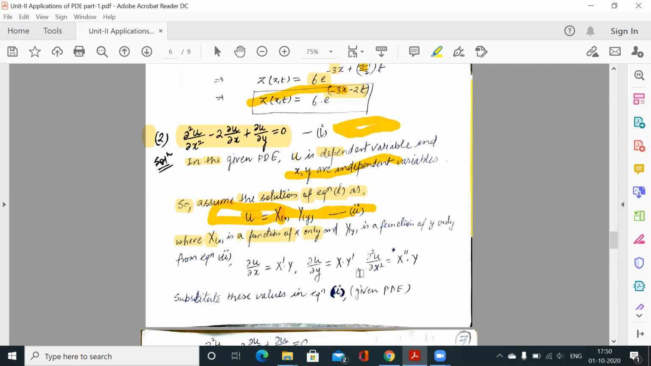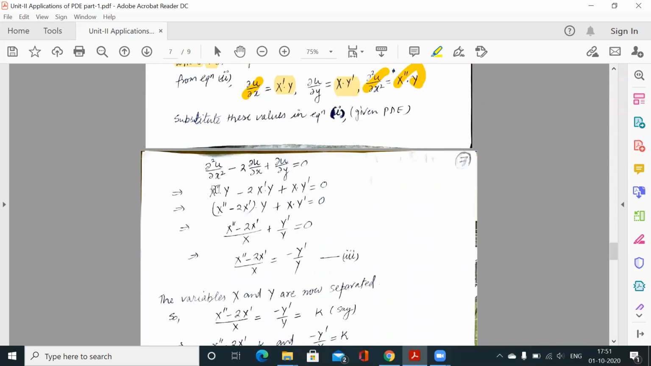Now what we have to do is substitute this solution into the given equation. For that, we need del u over del y, del u over del x, and the double derivative of u with respect to x. So del u over del x is X dash Y, del u over del y is X Y dash, and del 2u over del x square is X double dash Y. Now substituting these values in the given differential equation, we will get this.